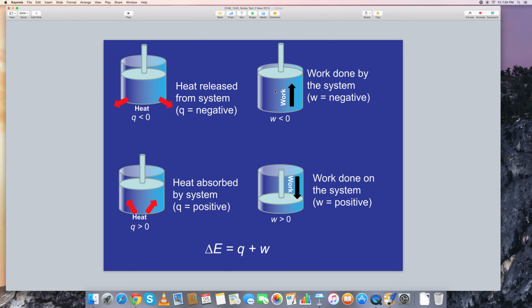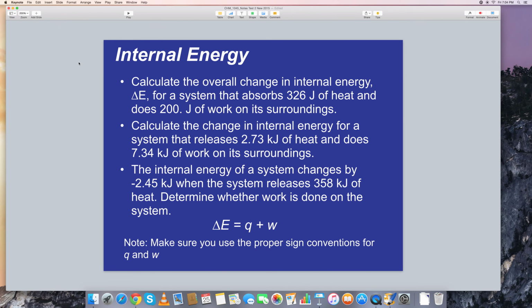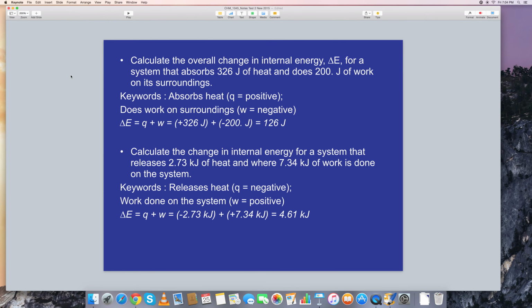We can also push down on a piston, for example. That would be doing work on the system. From the point of view of the system, W would go up, W would be positive. Internal energy will always be the combination of heat and work. On the next slide, I have some calculations worked, the kinds of examples that you're going to see.